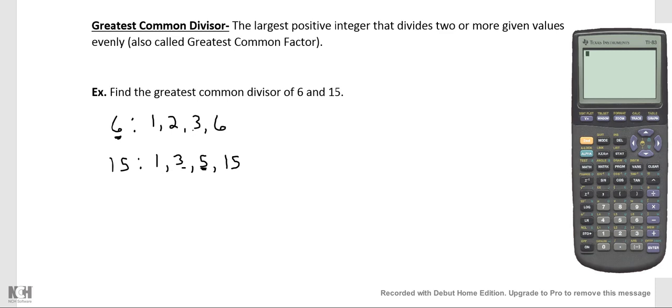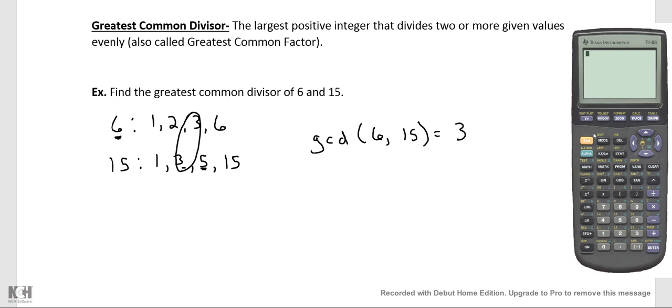So now we look for the biggest number that our two lists have in common. They have a 1 in common and they have a 3 in common. 3 is the bigger value. So the GCD of 6 and 15 is 3.